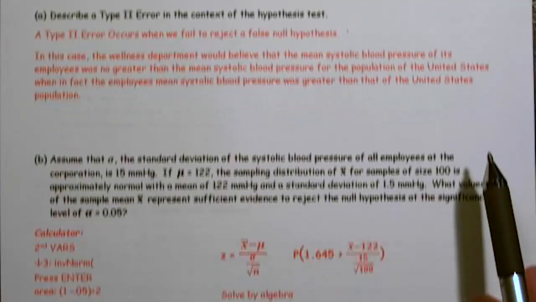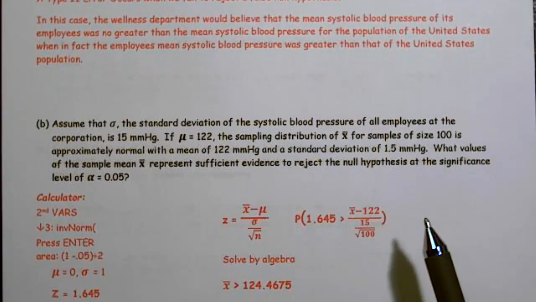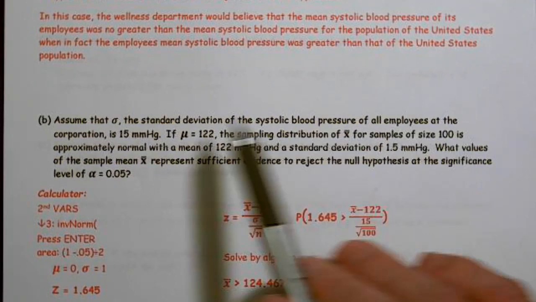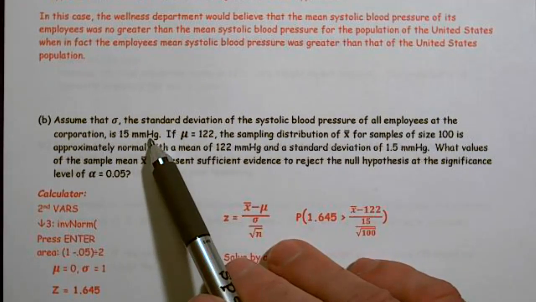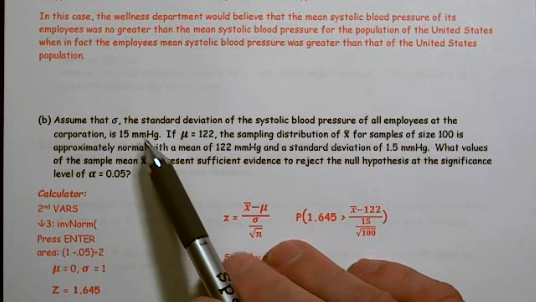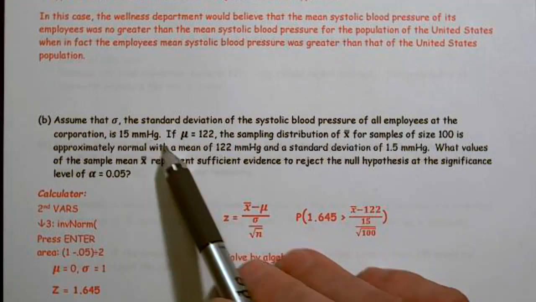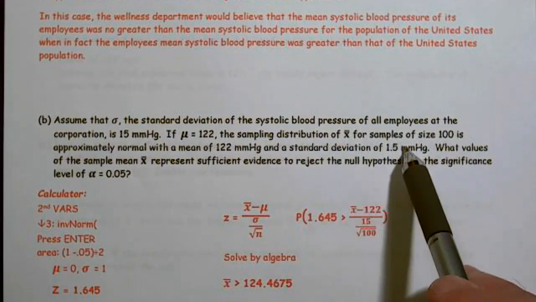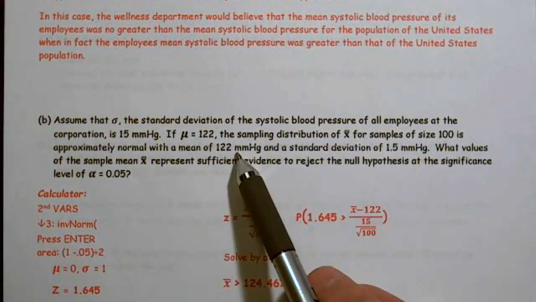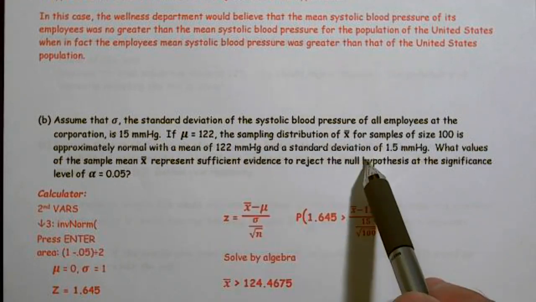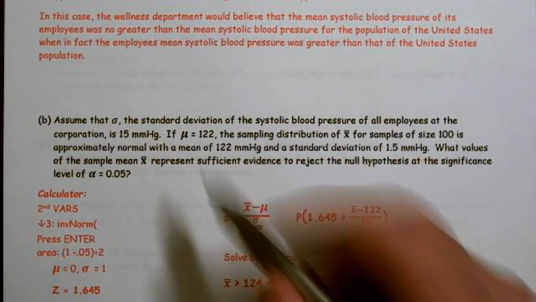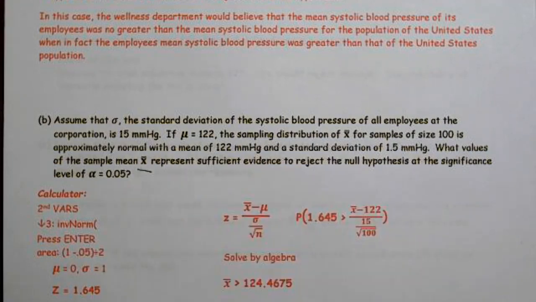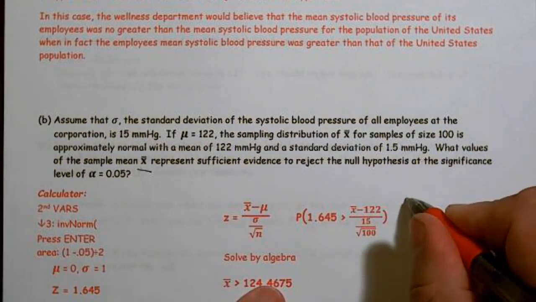Assume that the standard deviation of the systolic blood pressure of all employees at the corporation is 15 milligrams. So the standard deviation of the employees is 15. If mu equals 122, the sampling distribution of x bar for samples of size 100 is approximately normal with a mean of 122 and a standard deviation of 1.5. What values of the sample mean x bar represent sufficient evidence to reject the null at a significance level of 0.05? So here's what they're saying.